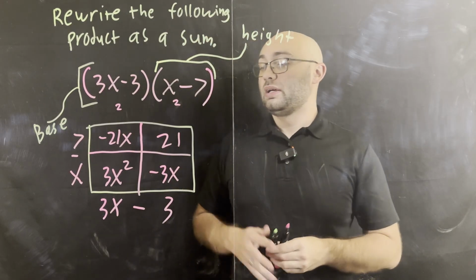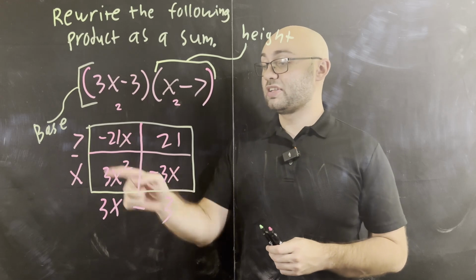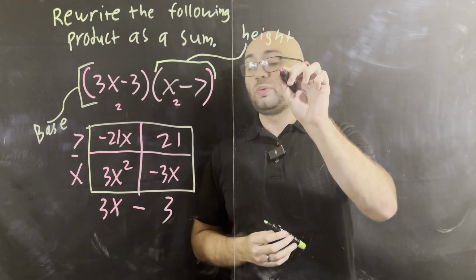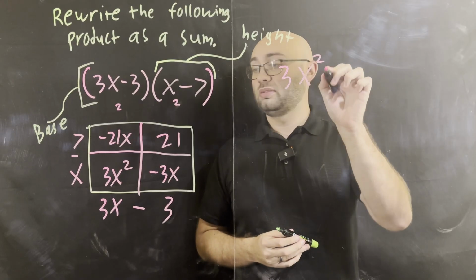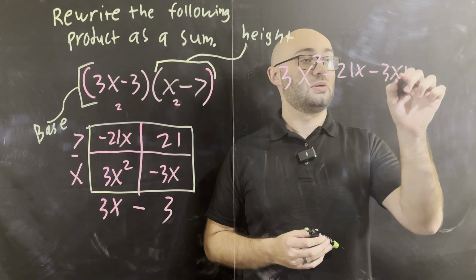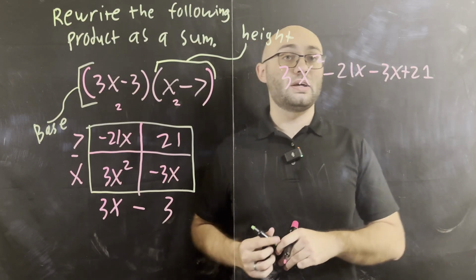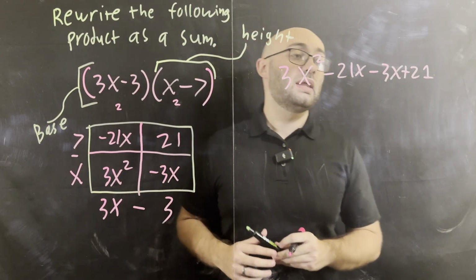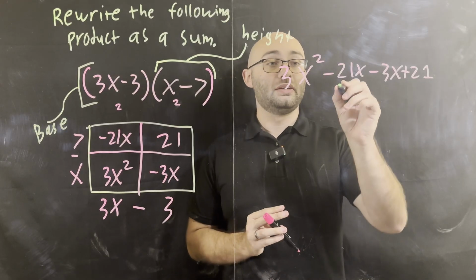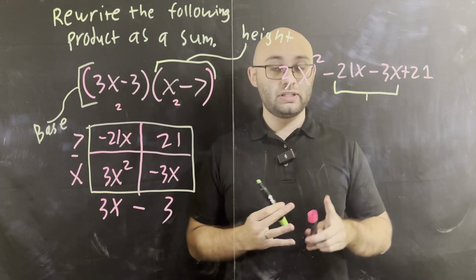Okay. Now, as a reminder, we're not done here. We need to take all of this on the inside and rewrite it. So I'm going to take all of this and I'm going to rewrite it over here. We have 3x squared minus 21x minus 3x plus 21. Okay, so that was everything inside there rewritten over here. And now I'm going to combine like terms. So I'm going to combine negative 21x and negative 3x.